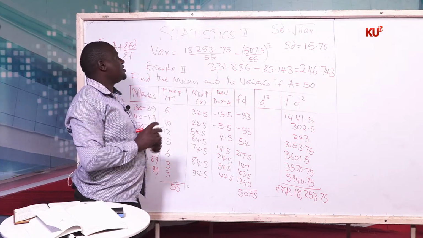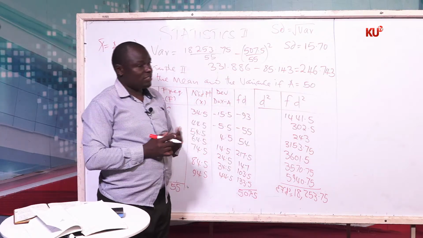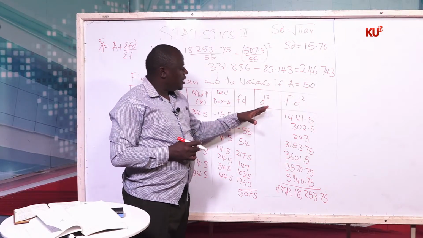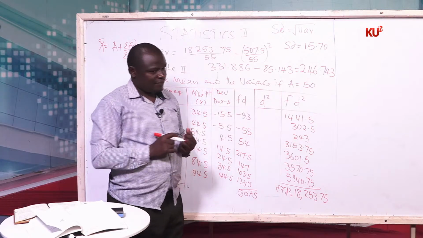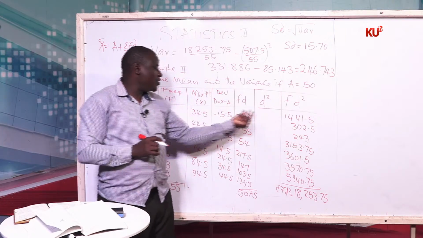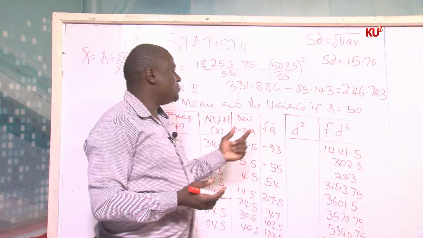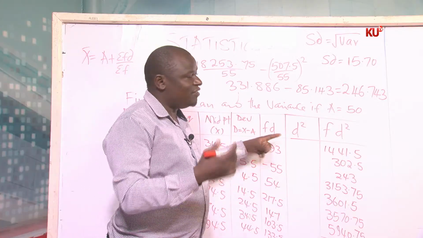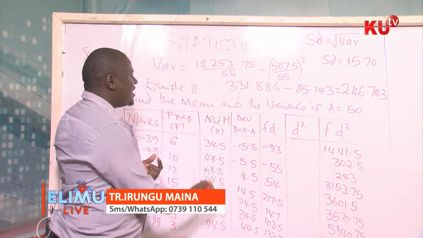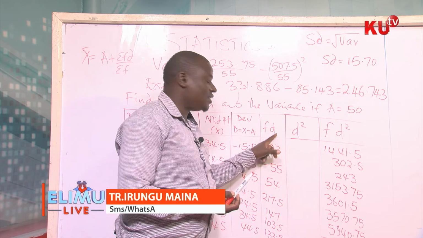Then our variance is given by the summation of FD squared. I must emphasize this: it is the D that you square first. Once you square your D, then you multiply it by the frequency. Some students make a mistake of squaring FD. If you square FD, you are simply squaring frequency and deviation. That's a big mistake. It is the deviation that has to be squared.